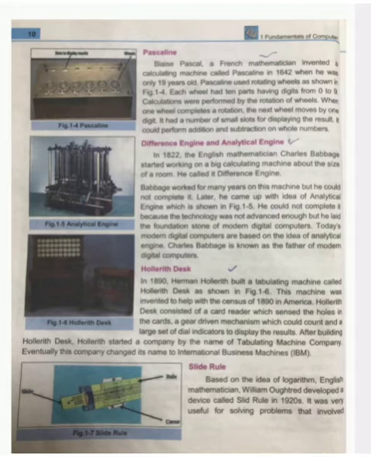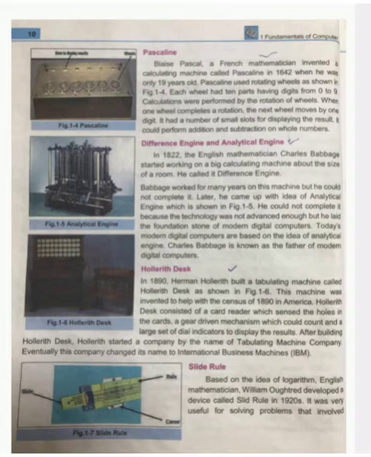So students, it consists of a card reader that senses holes in the card, and a driven mechanism. It could count using a large set of dial indicators to display the result. After building it, he started a company called the Tabulating Machine Company. Eventually, his company changed its name to International Business Machines (IBM).